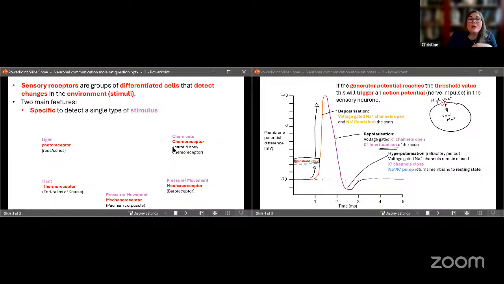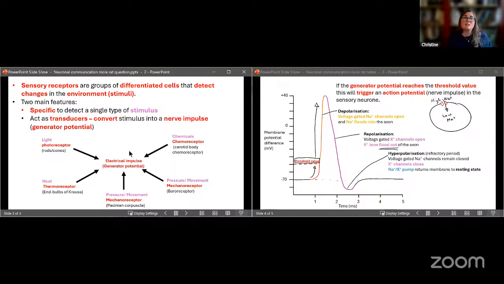And the question was about how we can explain how that pain receptor is an example of a transducer. Well, all of these, whether it's light, heat, pressure, movement, chemicals, whatever that stimulus is, are going to convert that stimulus into a nerve impulse, that generator potential. So a receptor's job is to sense that stimulus and convert it into a generator potential, a nerve impulse. That is what a transducer is.